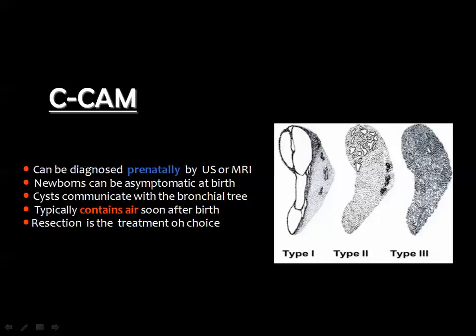We have three types of congenital cystic adenomatoid malformation of the lung. In type 1, which is common and is seen in clinical practice, the cysts are sizable. In type 2, the cysts are relatively small, and in type 3, the cysts are minute. Type 3 is very difficult to diagnose in clinical practice, but type 1 is commonly seen and easily diagnosed. The disease, as I have mentioned, can be diagnosed prenatally by ultrasound or by MRI.